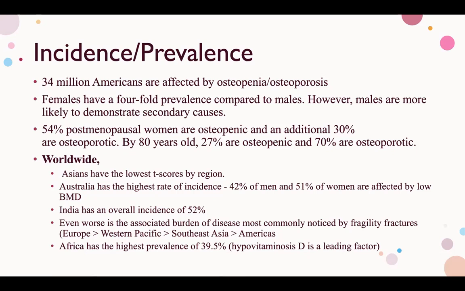And even worse is the associated burden of disease, most commonly noticed by fragility fractures, with Europe having the highest rate of fragility fractures compared to the Western Pacific, Southeast Asia, and the Americas. Africa has the highest prevalence of 39.5%, and this is mostly caused by hypovitaminosis D, which is a significant lack of vitamin D, which is very necessary for bone remodeling.